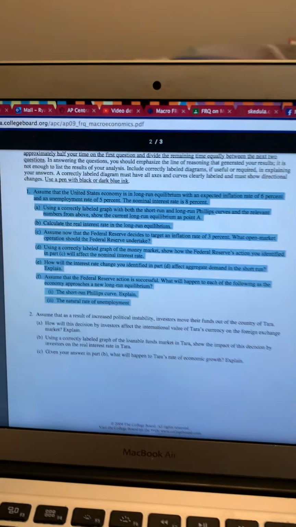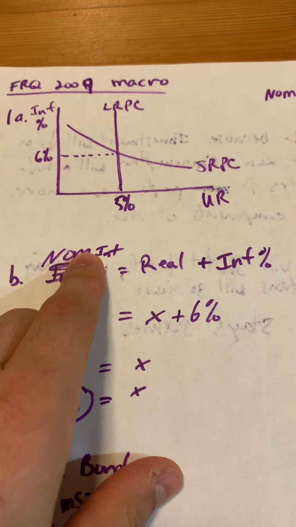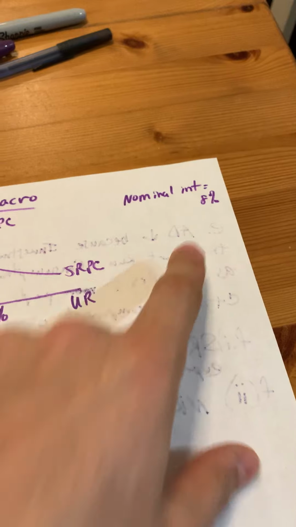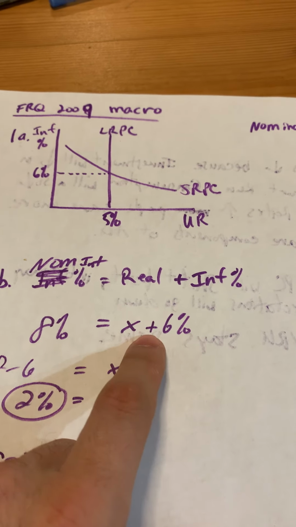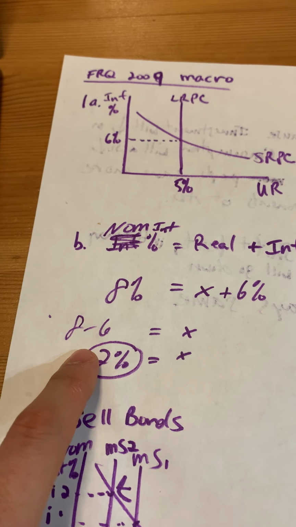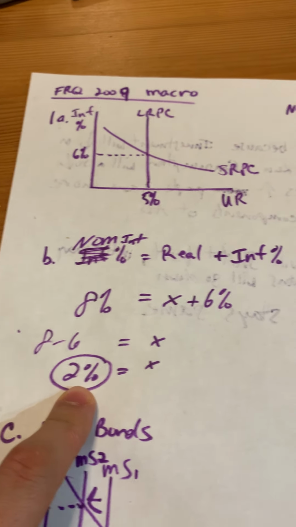Second question says, calculate the real interest rate in the long run. Well, if you just know the formula, nominal interest rate equals real plus inflation. Nominal is 8%. X is our real, that's what we're looking for. Here's 6. I do a little bit of basic algebra and I get 2%, and that's all you have to do as long as you show your work.